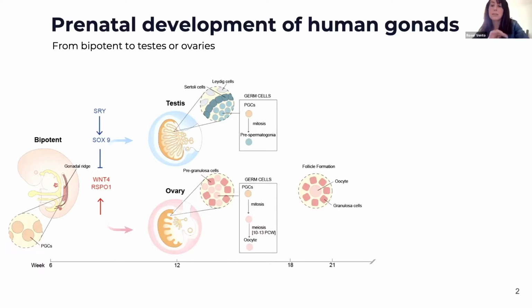What is key is that sex determination starts in the somatic lineage, and that will instruct the germ cells, the precursors of the gametes, to either go into pre-spermatogonia in males, which will assemble with Sertoli cells to form the cords, or into oocytes, which assemble with the granulosa cells to form the follicles. There are multiple differences in how the process happens in male and female, and one that I want to highlight is that in females there is a mitosis to meiosis transition, meaning that in females we are born with a specific number of gametes.